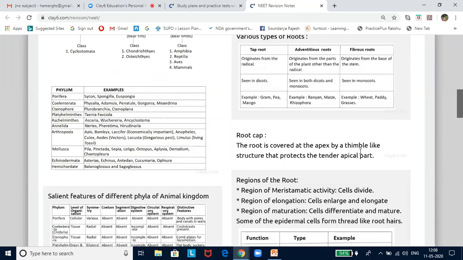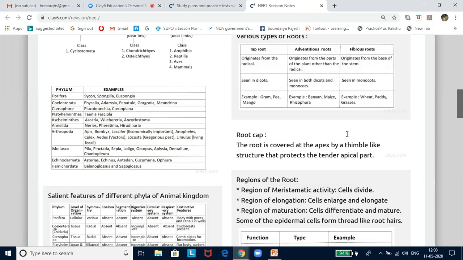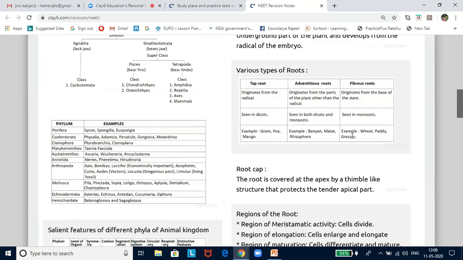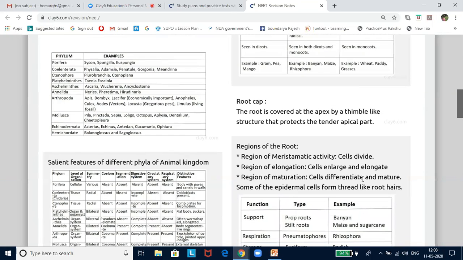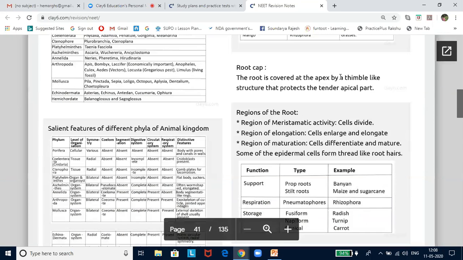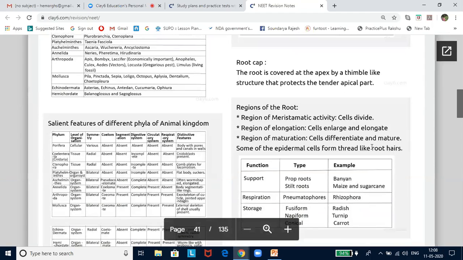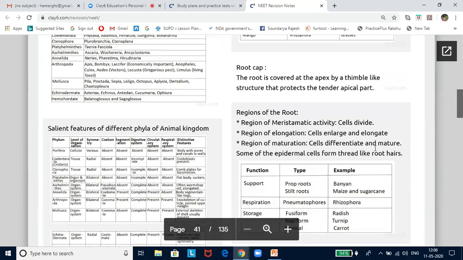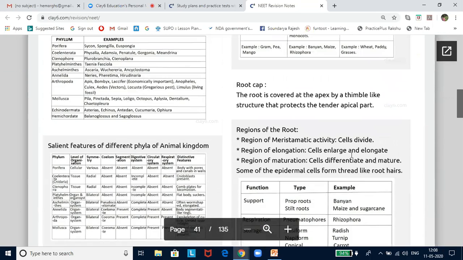Now, what are the functions of the root? If you ask me, it is very easy. It looks very simple. Absorption of water and minerals from the soil, helps in anchoring the plants in the soil, stores reserve food materials, helps in synthesis of plant growth regulators. Now let us look at the regions of the root. Here we have brought in precisely what the function is, what the type is, and the example.